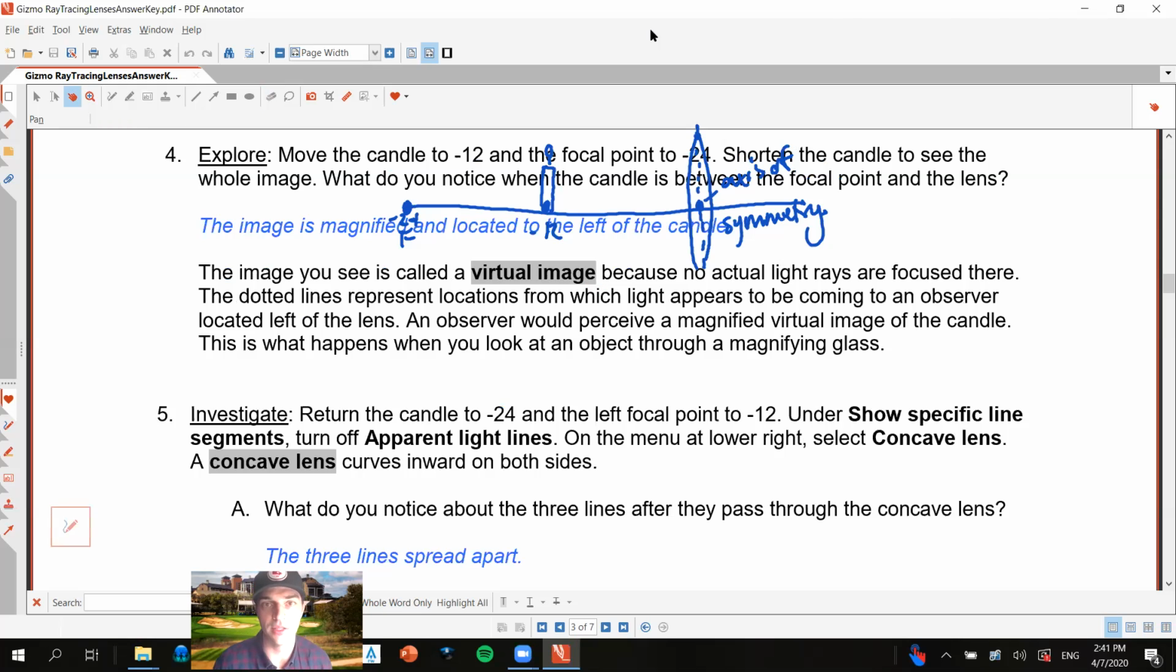I'm not sure if I can erase this here. There we go, eraser.